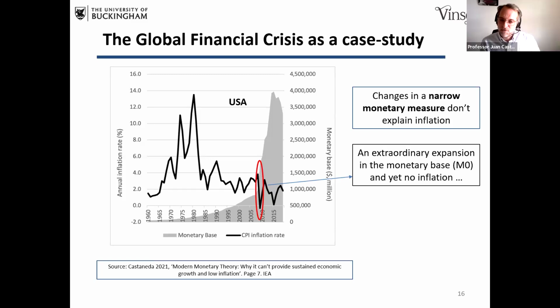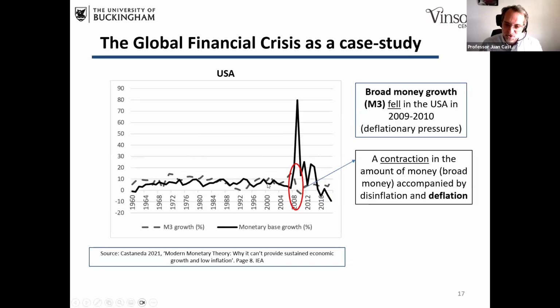So as you can tell, there is no relation between the expansion in the monetary base and inflation. What really happened is that now you have the monetary base expansion here, the solid line. But what happened to bank deposits, broad money? In America, this is measured by M2 or M3. Broad money, this is this dashed line here, decelerated and even contracted. So it was the contraction in bank deposits that explains the disinflationary and then deflationary patterns in the US at that time. That's why it's so important to understand how money is created in a modern economy and what is narrow money versus broad money.